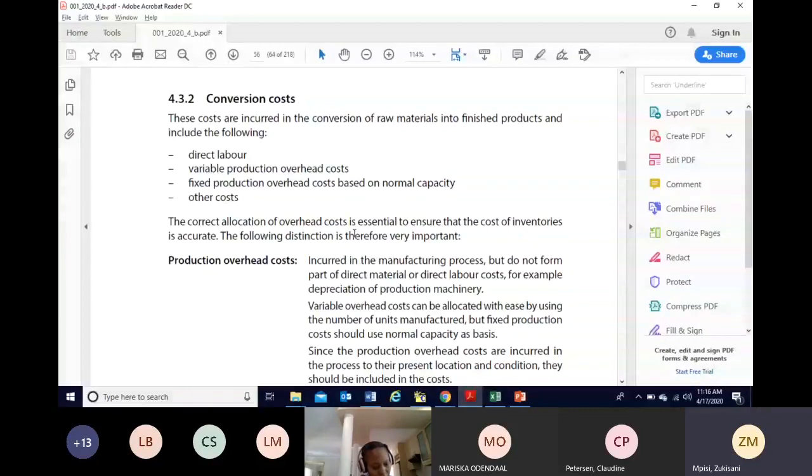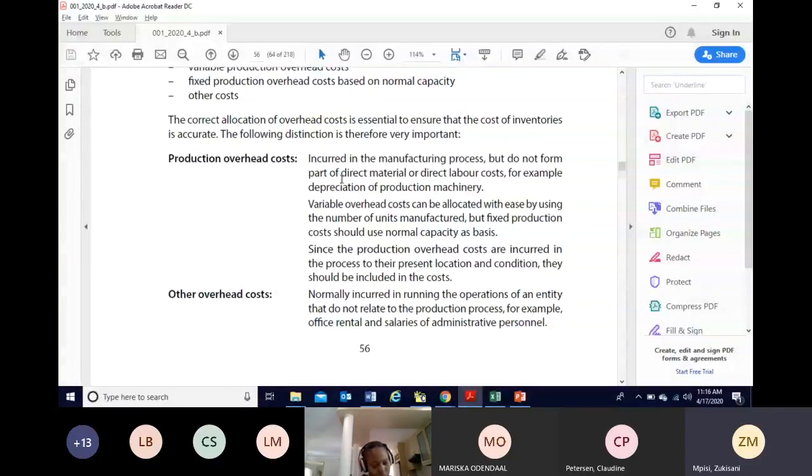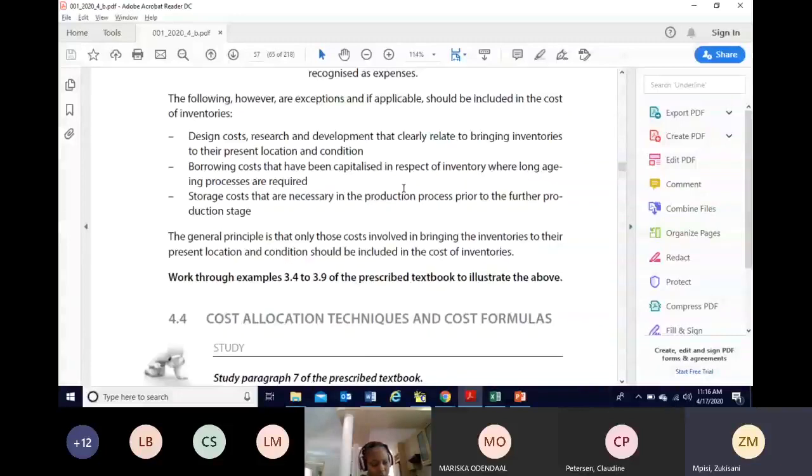And then you are given that production overhead costs are incurred in the manufacturing process. We'll deal with all this when we are doing the questions. This is something that you can also do on your side, but it is something I will try to come back to.